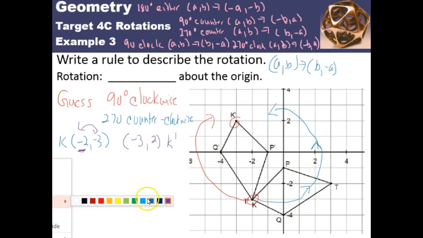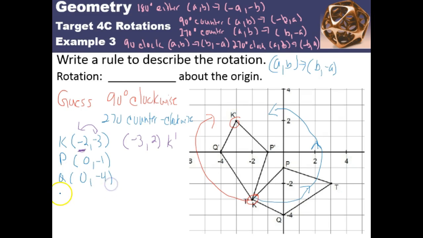And I was using this blue. So K, P, was the point (0, 1)... P was the point (0, -1), and Q is the point (0, -4), and T was the point (3, -2).